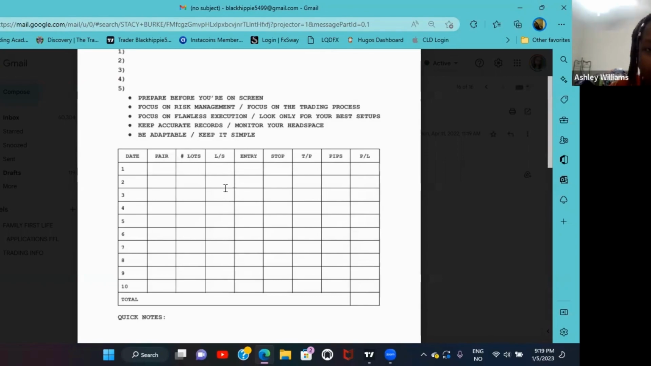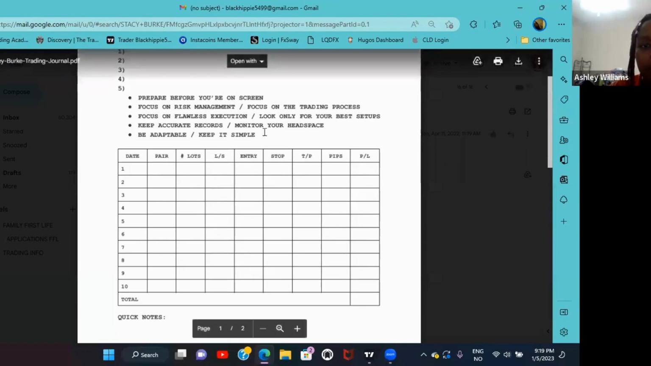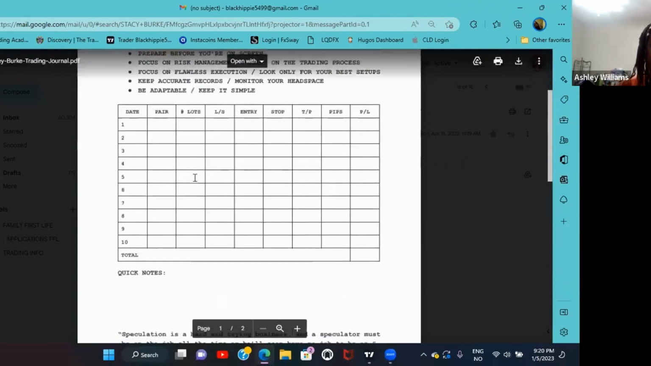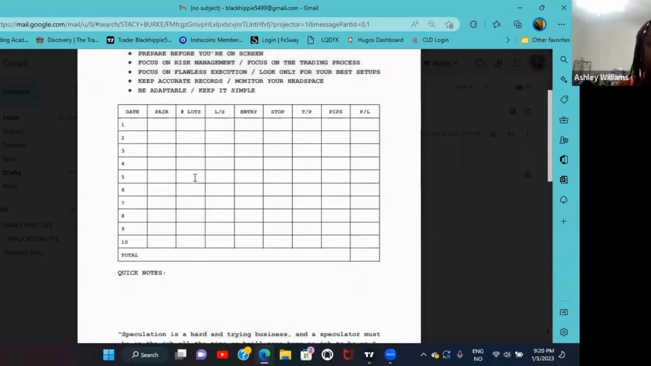Is it a buy or sell trade? Then we write our entry, our stop. This is a little advanced, but this is where you need to be once you start getting your strategy down pat, right, sis? So this is where you're gonna be in the future. So boom, you start writing your stops down, your TP, your pips. So I've been doing that, y'all, for about 3 weeks, and it's been paying off because it's helping me understand risk management, the importance of risk management.